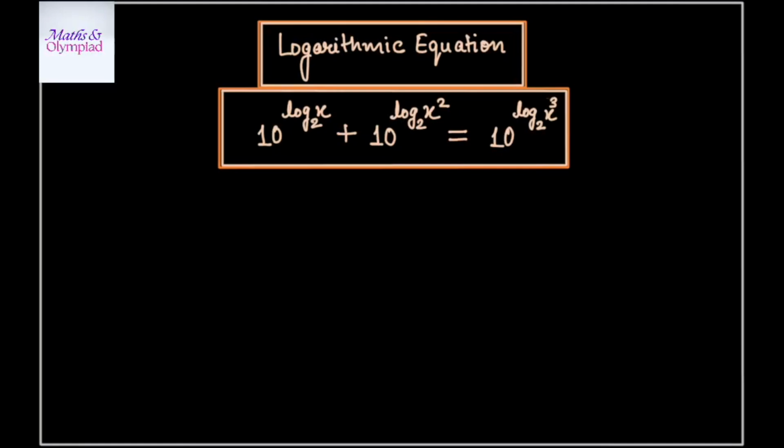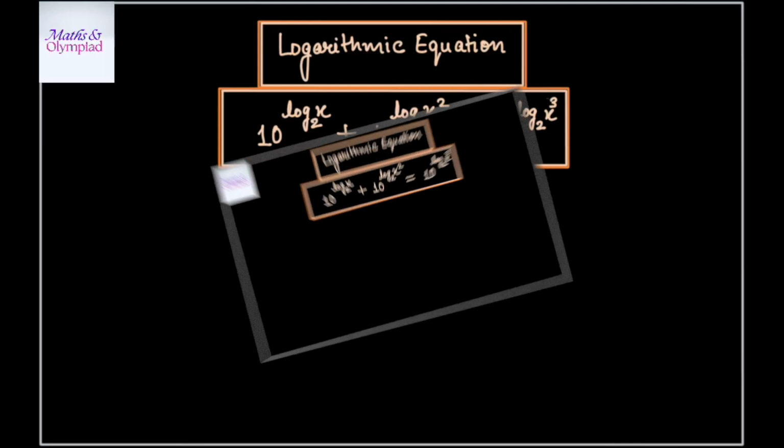In this video, I am going to take up a very interesting and challenging logarithmic equation question from Maths Olympiad, which says 10 raised to the power log x to base 2 plus 10 raised to the power log x square to base 2 equal to 10 raised to the power log x cube to base 2. We have to find the value of x. So let's start by writing the solution.